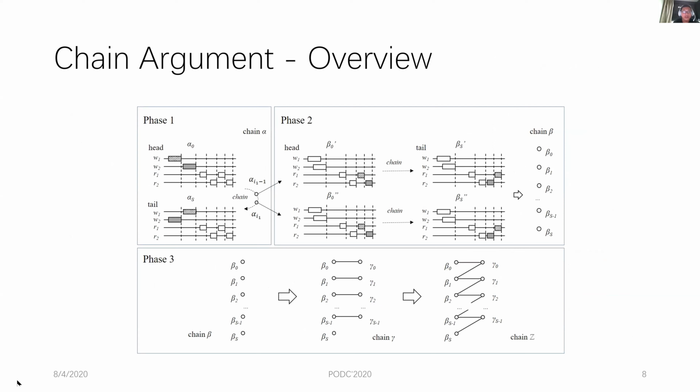Read operations in the head and tail executions of chain beta return different values. In phase 3, we construct the indistinguishability between beta 0 and beta s through a relaying execution chain gamma, and this will lead to contradiction and give us the impossibility proof.